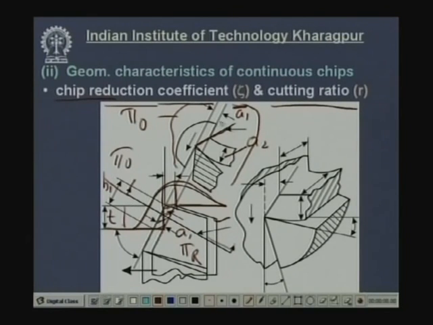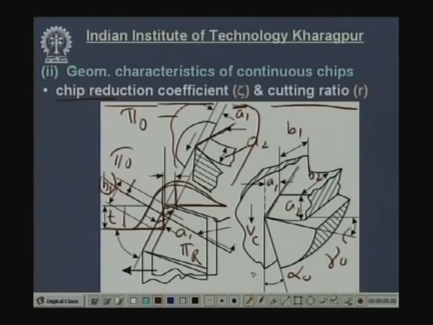Now, if you take this section, you can draw this one, the same figure is drawn here. It is slightly 2D effect, where you can see the width of the chip also. Say this is B1, the width of the chip after cut, and this is the shear plane along which the slip takes place, and this is the uncut layer, thickness A1, and this is A2, and this is the cutting velocity Vc. What is this one? Rake angle. What is this one? Alpha, clearance angle.